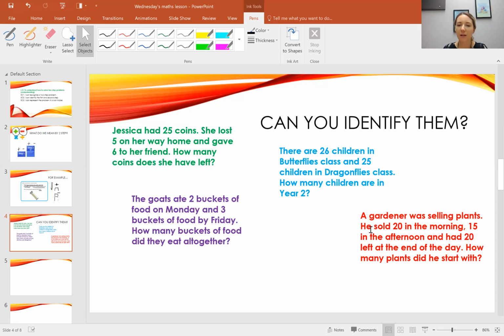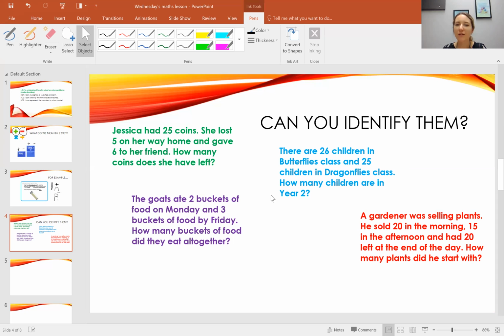Let's look at the red one now. A gardener was selling plants. He sold 20 in the morning, 15 in the afternoon, and had 20 left at the end of the day. How many plants did he start with? Write down whether it's one step or two step. Have you done that?